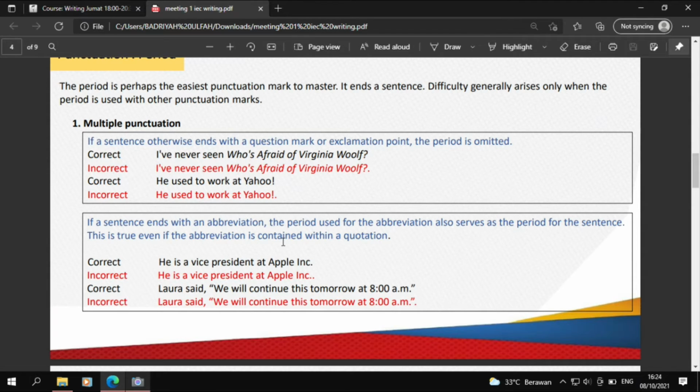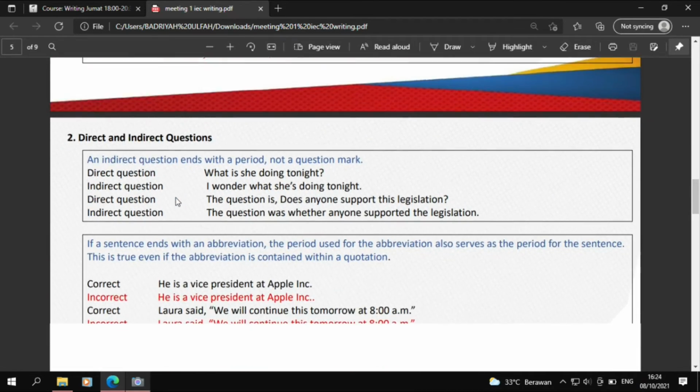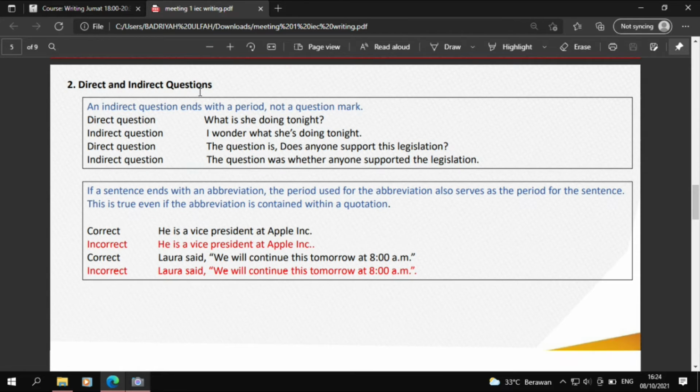Ya, kalau sudah ada titik dalam penyingkatan itu, dan letaknya juga di akhir kalimat, maka tidak perlu didobelkan titiknya. Kecuali kalau dia di tengah-tengah kalimat ya, kalau di tengah-tengah kalimat ya pasti di ujung kalimatnya tetap harus ada titiknya, gitu ya. Okay, that's the first one. We're going to direct and indirect questions.